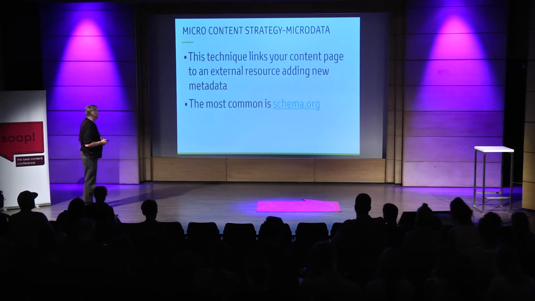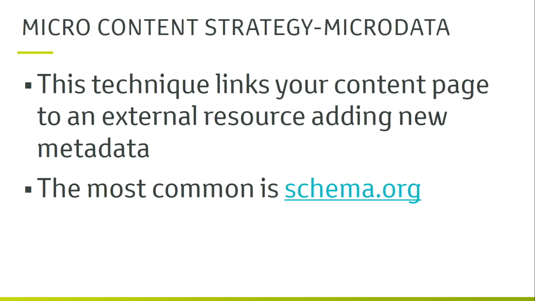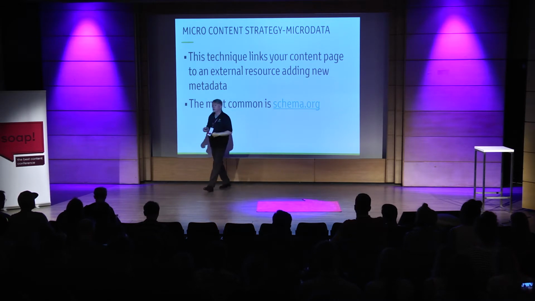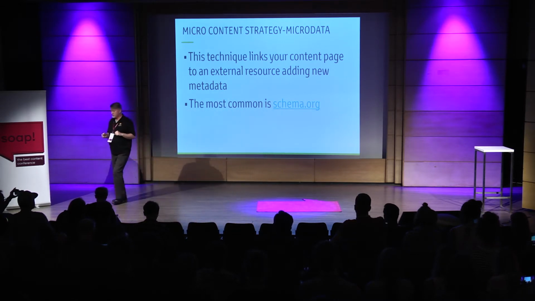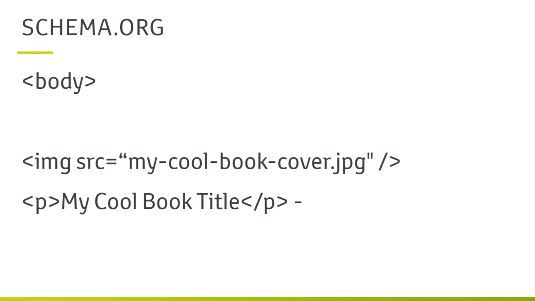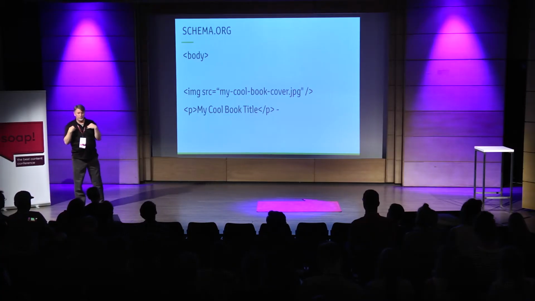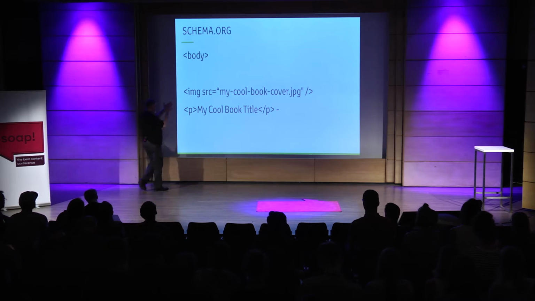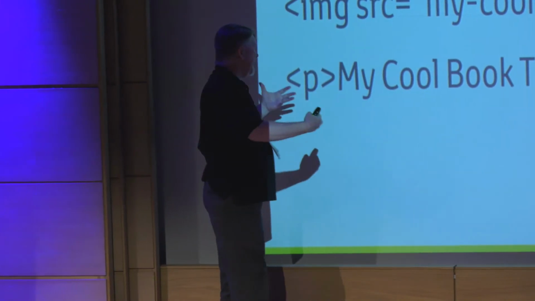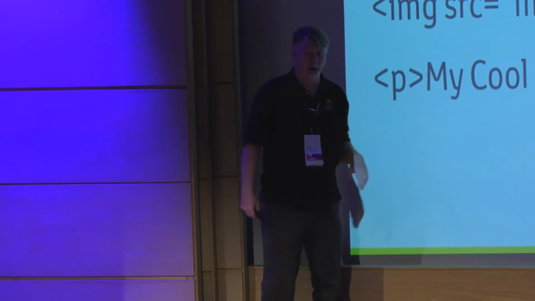What you do for microdata is you actually take your page, link it to another page. A very common one is schema.org. And what schema.org does, it will extend the metadata capabilities of HTML5. You get to add extra metadata. So as an example, let's say I've written a book and I put that on a website and I want people to find my book. Well, the problem is if the cover of my book is just a regular image and the title of my book is just as a heading or a paragraph, browsers don't know what that is. It's just an image and some text.